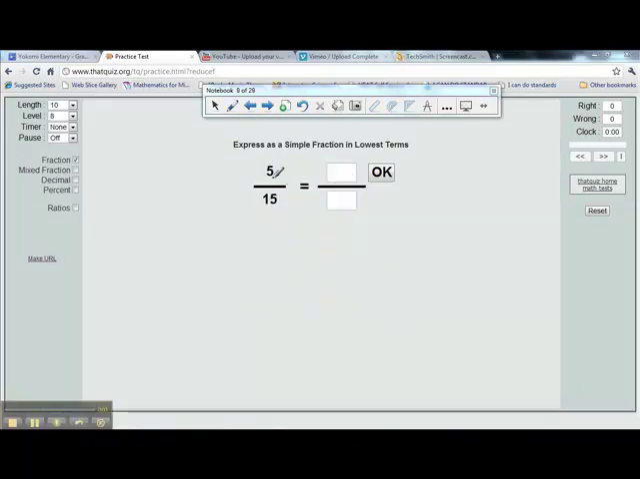A couple more. We have 5/15. Again, we'll find the factors of 5 and 15. Let's see. 5. 1 times 5 is 5. 2 doesn't go into 5, neither does 3, and neither does 4. So 1 and 5 are the only factors. Oh yes, that's a prime number. So let's try 15. 1 times 15 equals 15. It's not an even number, so 2 doesn't work. Let's try 3. 3 times 5 is 15. And 4 does not go in, and 4 is the only number in between 3 and 5, so we're done.